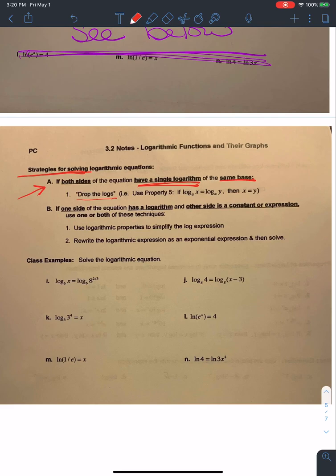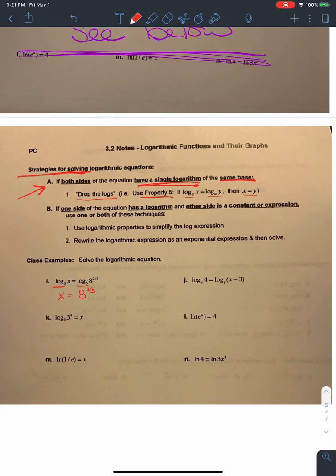So let's look at letter I. They are both a single log. They both have the base 6. I'm going to drop the log, and I'm going to have x equals 8 to the 2/3 power. Now, the reason that works is because of property 5. Property 5 said if log a x equals log a y, then x and y had to be the same value.